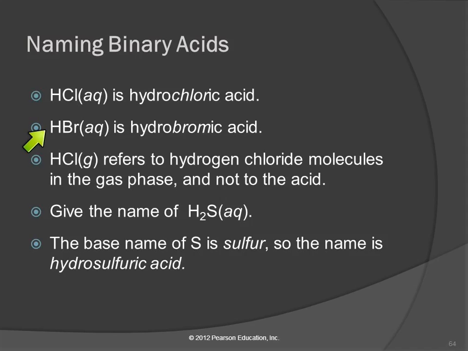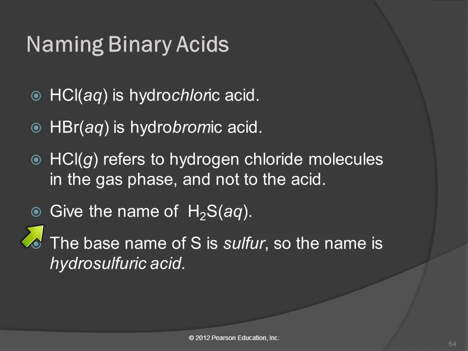HBr is hydrobromic acid. Now if we have HCl in the gas phase, not aqueous, that's actually a binary molecular compound, and it would be hydrogen chloride or hydrogen monochloride. But again, I'm telling you that just so that you won't be confused if you see it sometimes called hydrogen chloride instead. There is that very subtle difference, but we're not going to worry too much about it.